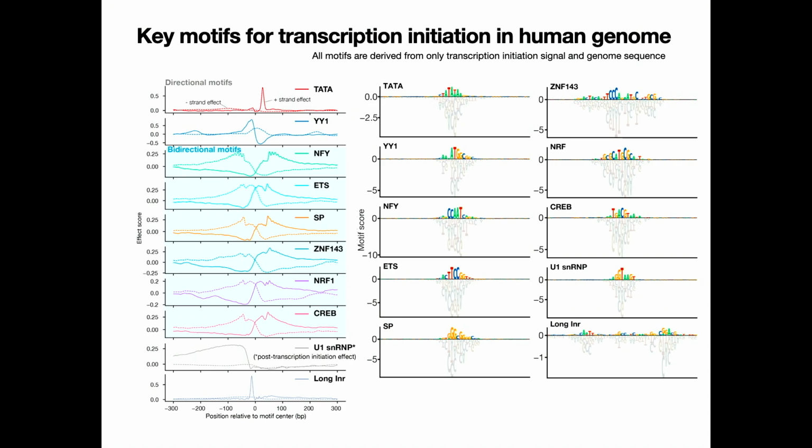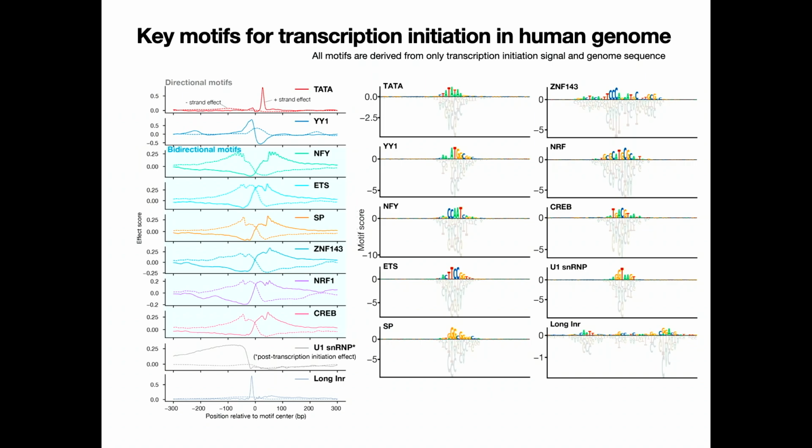So how to read this graph is that if we position the motif at the center, we place the Tata at the center here, it will activate transcription at almost exactly 30 base pair downstream of that motif. If you put the YR1 motif at the center, it's going to activate the transcription at almost immediate upstream of that motif, and also has a weaker effect, about 200 base pair upstream of that.